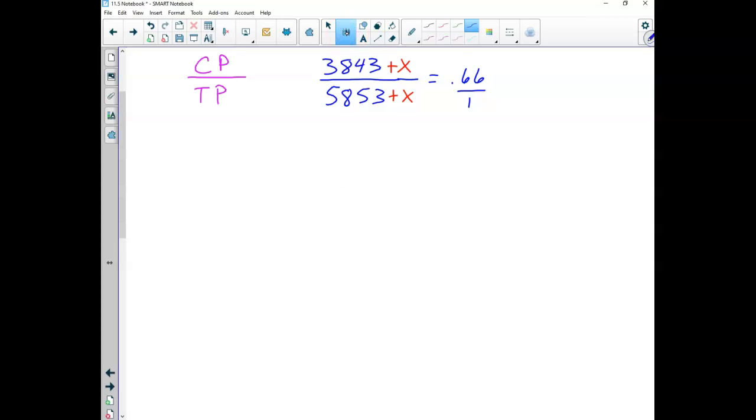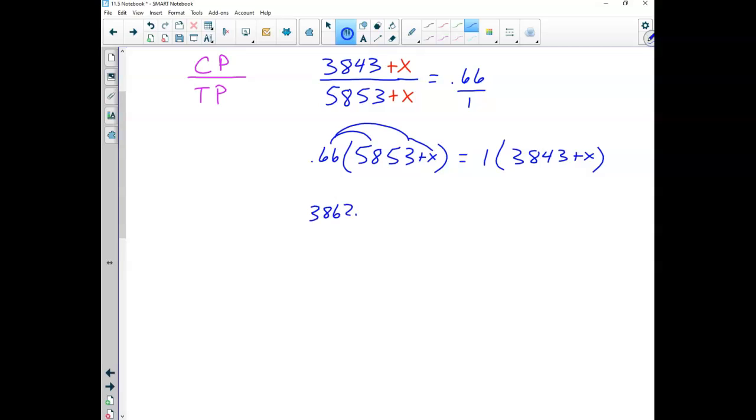We're cross multiplying, so we're taking 0.66 times 5853 plus x. That is equaling my 1 times 3843 plus x. There we go. Now as we do this, as I distribute, we are going to have 3862.98 plus 0.66x equals 3843 plus x. Well, we got to get x's by themselves, right?